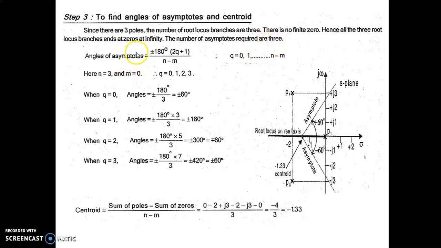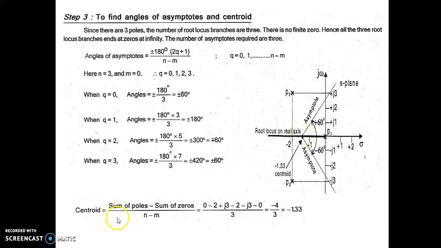The asymptote angles we can find by using this formula: plus or minus 180 degrees times (2q plus 1) by (N minus M), where q equals 0, 1 and so on up to N minus M minus 1. If you substitute q equal to 0, you will get plus or minus 60, then 1, 2. Similarly, you can find the angles. These angles you have to represent at the point called the asymptotic lines meeting point.